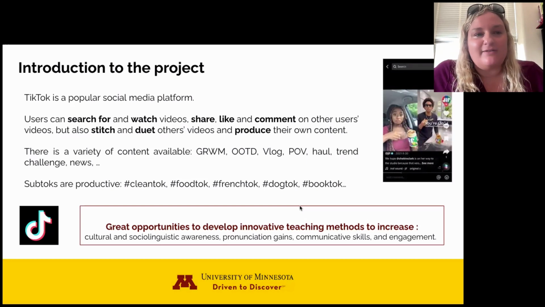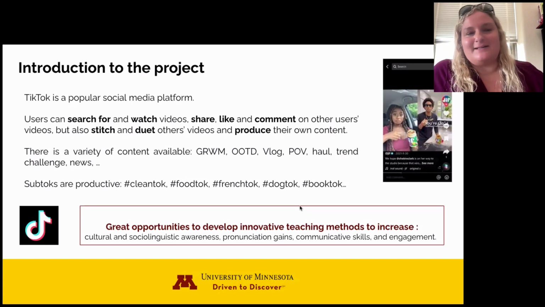OOTDs are outfits of the day. So they're usually these combinations that people put together. Vlogs are video blogs. So they're usually video journals, people documenting what they did in a day, what they've eaten in a day, things like that. POV is usually a very context-specific situation. So you're in a very specific situation, and then you see this video of the person who's receiving the action.